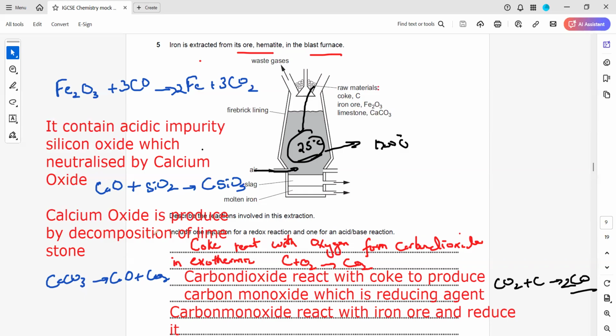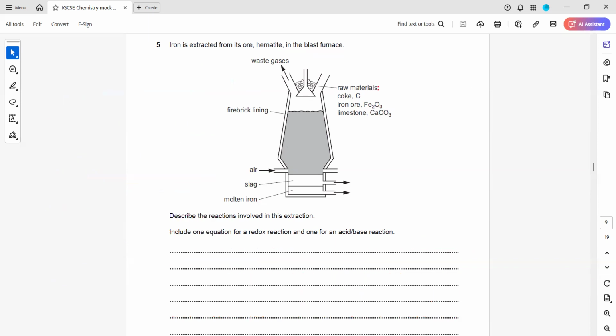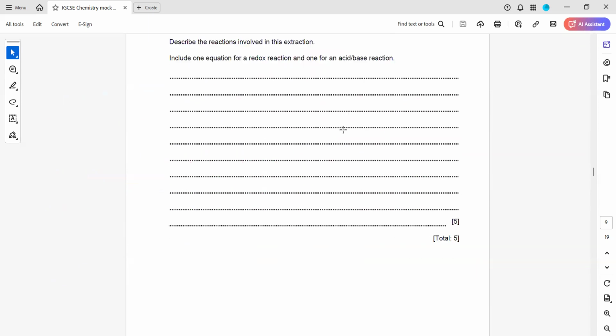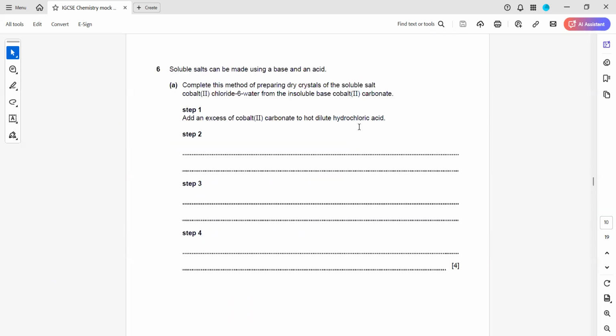Lime is different. Limestone, you have to say, because lime is calcium oxide. So you cannot say decomposition of lime. You should say decomposition of limestone. So this is a complete reaction in which we extract the iron from the ore. But this iron is not pure iron. Still, it contains carbon as an impurity.